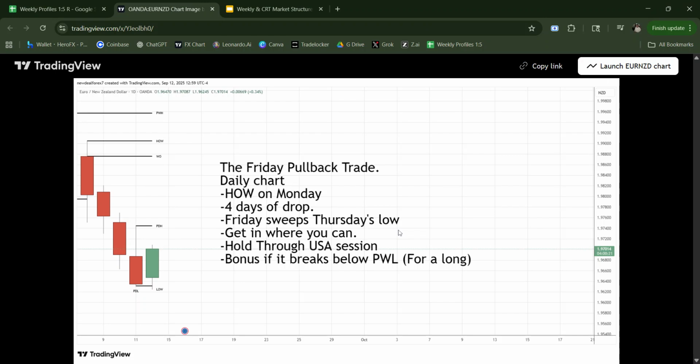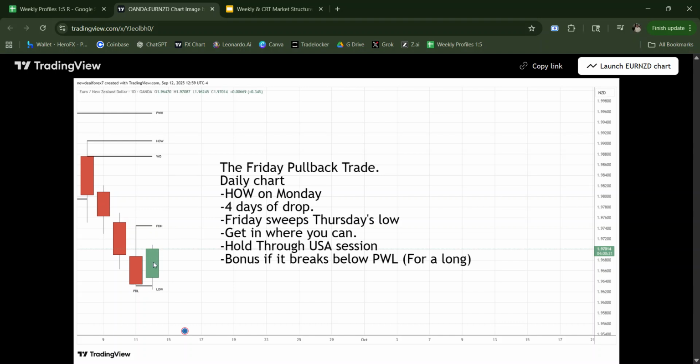This is a long example, though. Okay, so the Friday pullback trade works like this. This is the daily chart. This is not a 4-hour chart. So this is Monday, Tuesday, Wednesday, Thursday, and then Friday. All you look for price to do is you got 4 days of drop. You'd like to see Friday sweep below Thursday low to trap anybody who's looking for a continuation, and then just reverse.